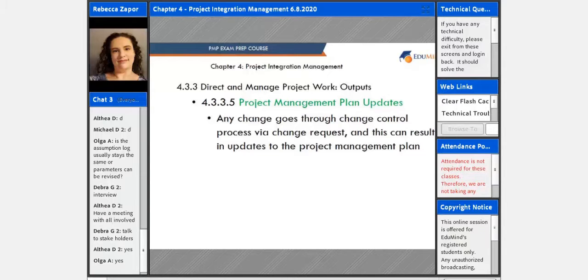Project management plan updates. Any change that goes through change control via a change request could result in updates to the project management plan. If you think about what the project management plan contains, all of the baselines, the scope management plan, the quality management plan, if you find a defect or an issue in quality and you had to make an update to that, then you have to update your project management plan as well. So it's all very much tied together.